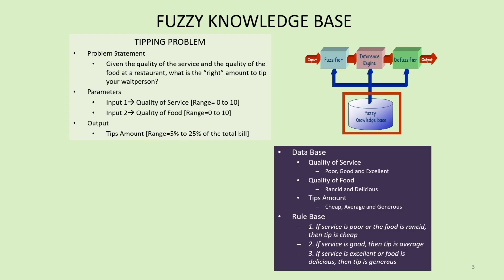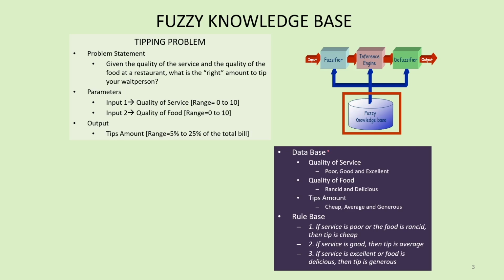Given a problem statement, we need to identify the parameters, particularly the input and output. For the input you need to divide it into linguistic terms, and for the output you need to divide that into linguistic terms. For each linguistic term you have to assign the membership function. Finally the rule base. So far we have discussed the rule base only as given by an expert, but we did not discuss any mechanism for how this rule base is generated, or what the procedure is to generate the rule base automatically.